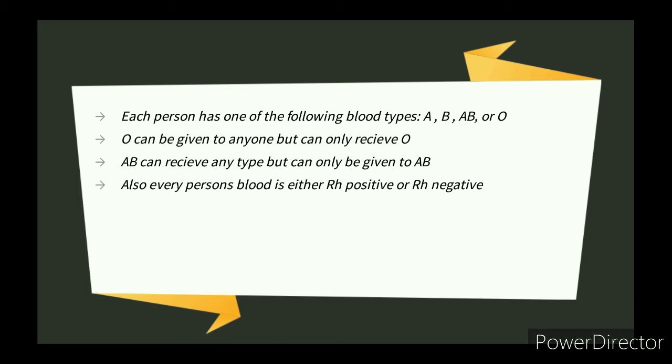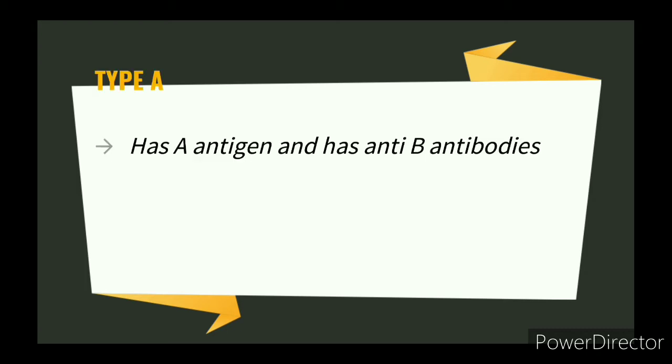O can be given to anyone but can only receive O. And AB can receive any type but can only be given to AB. Also, every person's blood is either Rh positive or Rh negative. Okay. Now, we're going to discuss also the type A. What is type A? Type A has A antigen and has anti-B antibodies.